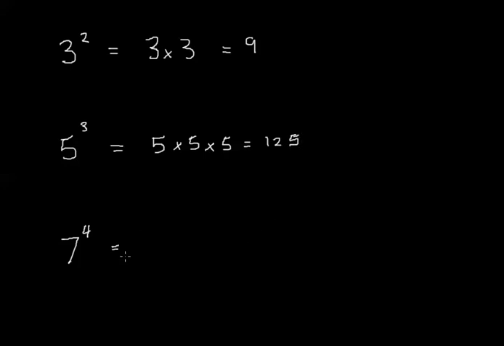Now this last one here, we've got a base of 7. Even though it's going to look like a pretty big number, it's really quite simple. So you've got 7 times 7, 4 times, so times 7 times 7. So that will equal 2,401.